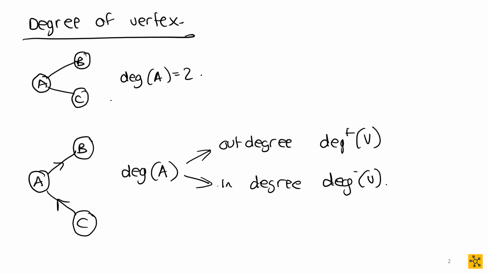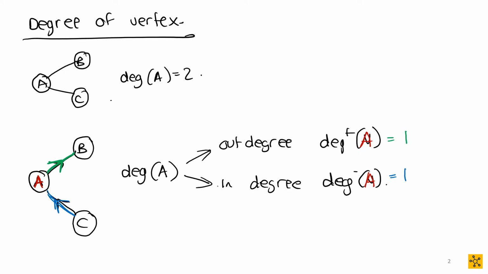The out degree is the number of arcs radiating out from the vertex. In this case, A is the vertex, because we are looking at A. Let's keep them color-coded. We have one arc radiating outwards, so the out degree of A is 1, and we have one arc radiating inwards, so the in degree of A is 1. The in degree is the number of arcs going into the vertex V, and the out degree is the number of arcs radiating out from the vertex V.